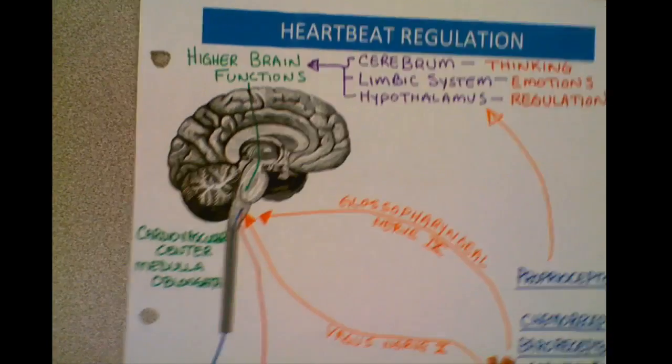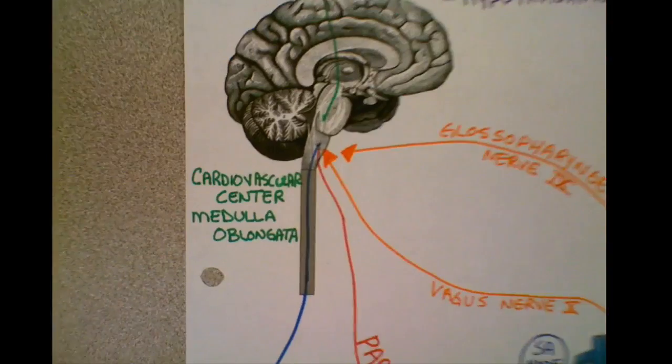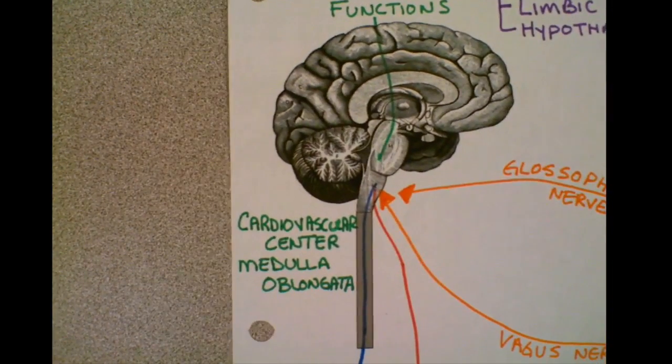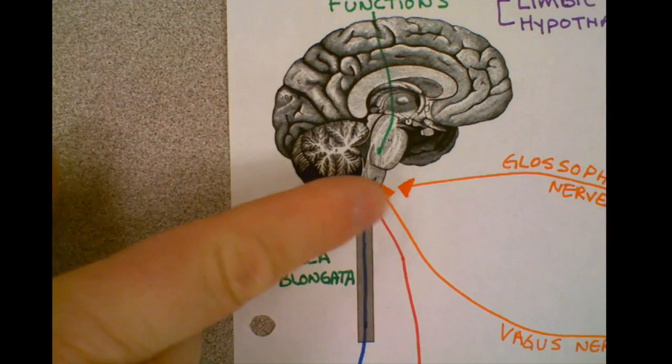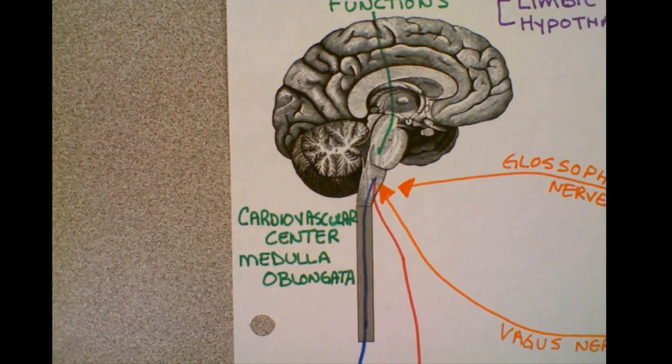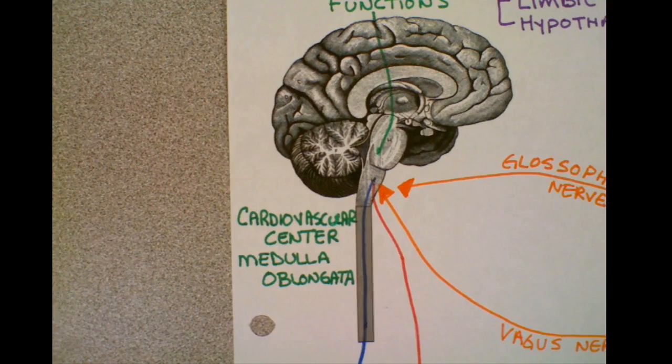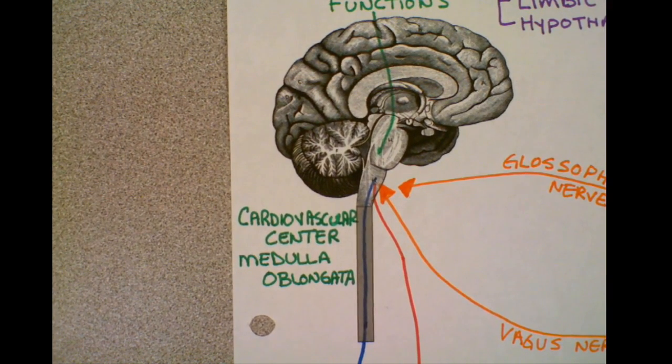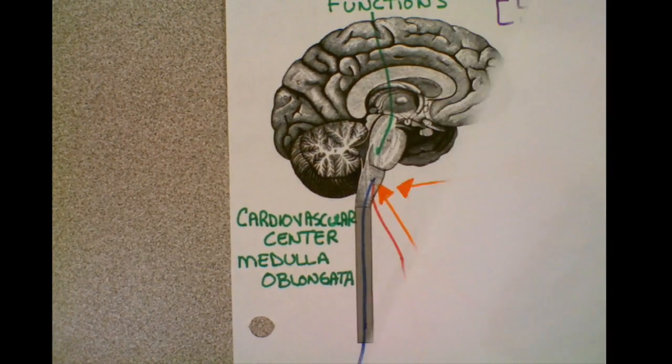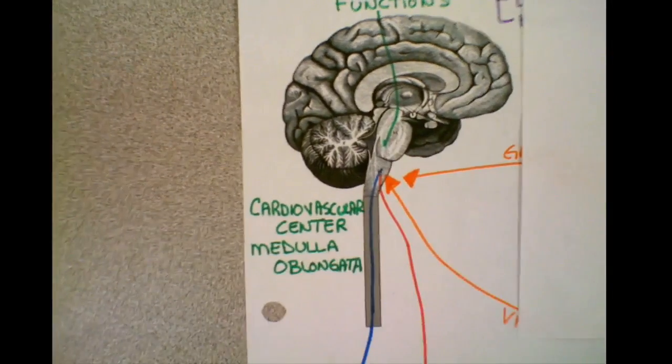And we're going to start here with the brain. And the brain has a section in the brain stem called the Medulla Oblongata. Now, the Medulla Oblongata does not have anything to do with aggression. So don't believe the water boy. What it does is it has a regulatory center for heartbeat. So we call that center the cardiovascular center. Now, what this cardiovascular center of your medulla oblongata does is it sends signals to your heart.